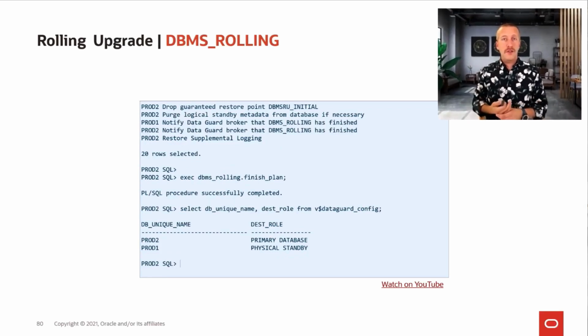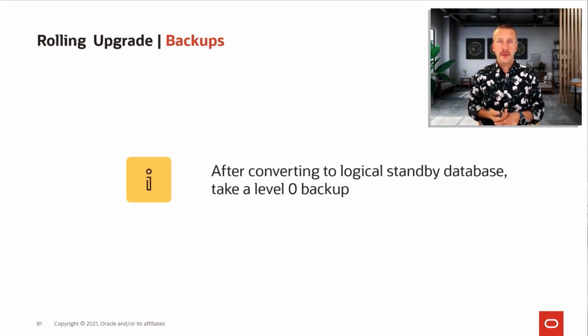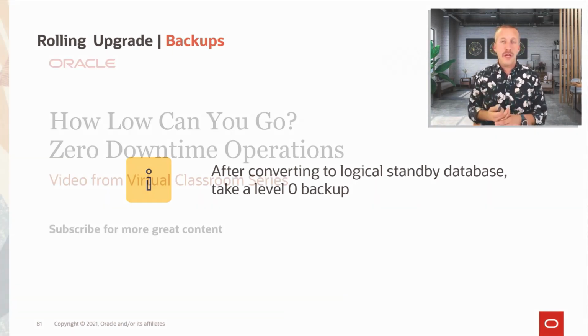So, as you could see, very few steps to do a rolling upgrade with very little downtime. But there is one important thing that you must be aware of. After converting a database to a logical standby, all the previous level 0 backups are no longer usable. So one of the first things that you must do after converting to a logical standby is to start to take a new level 0 backup. And you should at least have done that before you allow the users to connect to that database.